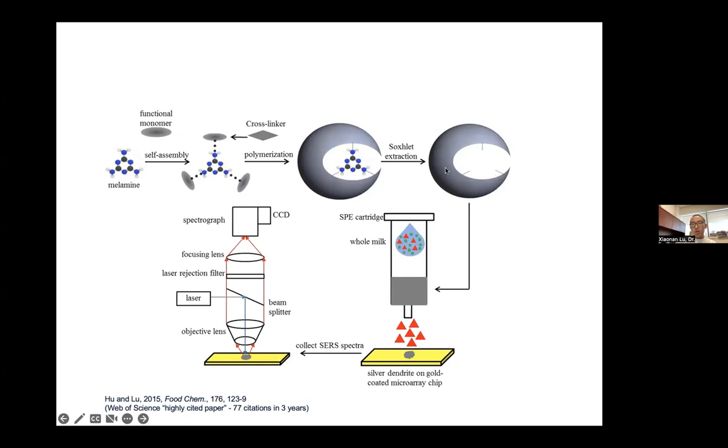So once the MIP is successfully synthesized, we add it into the solid phase extraction cartridge as the SPE for the separation of the melamine from dairy products such as whole milk or dry infant formula powder. And all the milk components will be removed, and only the melamine residues will be enriched and separated. And then we add those enriched and separated melamine compounds onto the SERS substrate. Followed by that, we can collect the SERS spectra for the accurate detection of melamine in different types of dairy products.